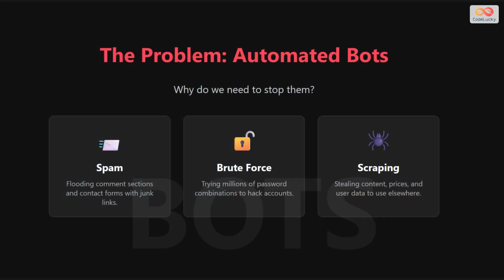Why do we need to distinguish humans from computers? The internet is crawling with automated scripts known as bots. While some bots are helpful, like search engine crawlers, many are malicious. Bad bots are used to flood sites with spam, guess passwords using brute force attacks, and scrape content. If websites treated every visitor equally, these automated programs would overwhelm servers and ruin the experience for real people.